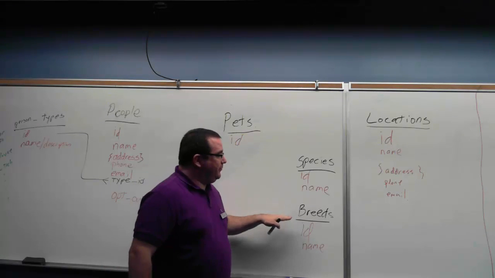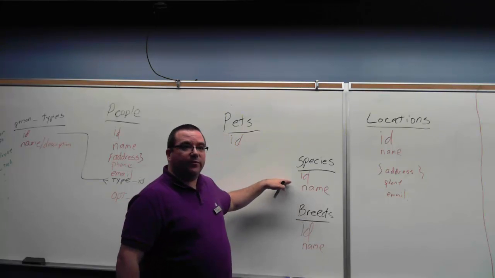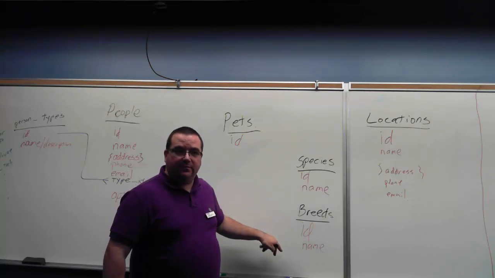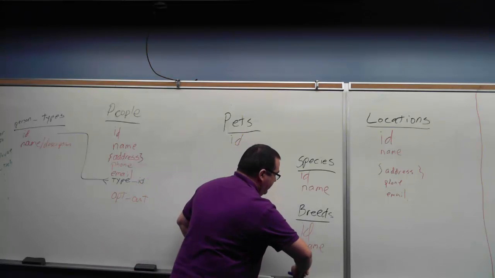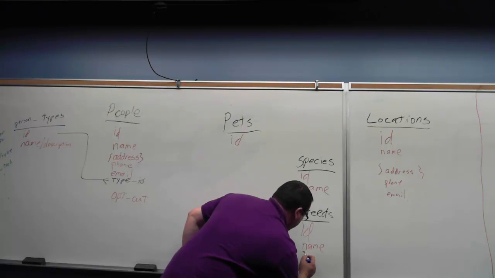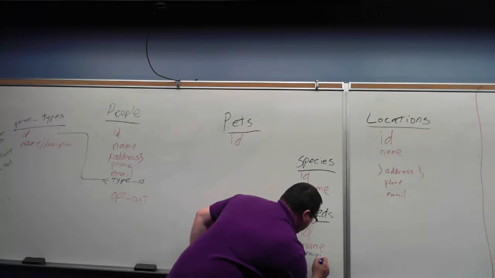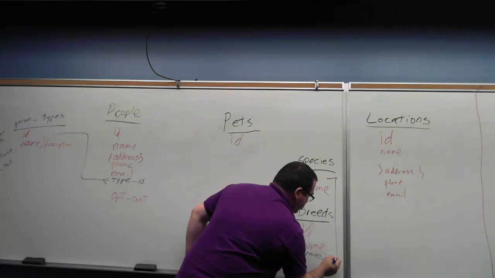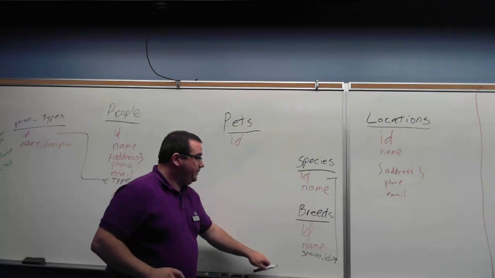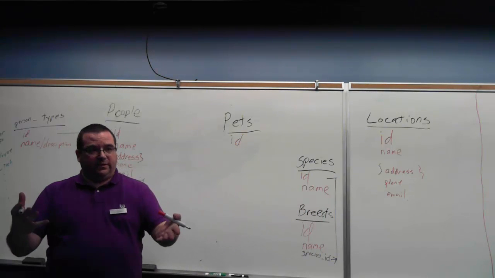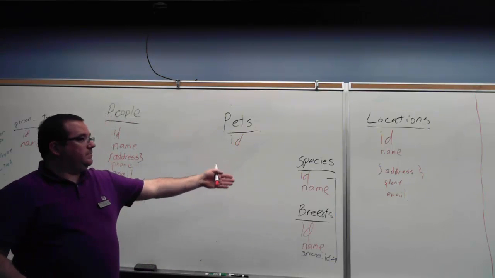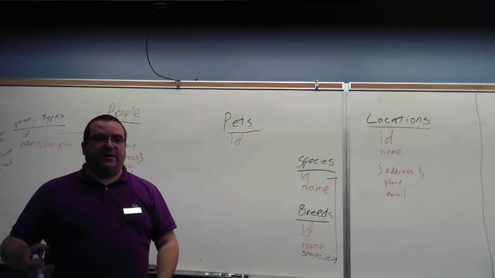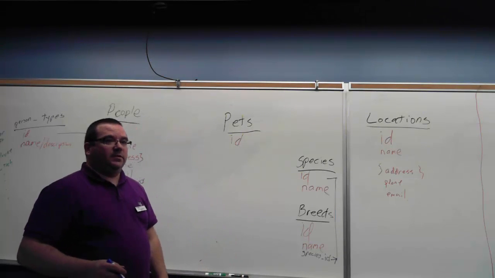Now, can a breed belong to more than one species? But can a species have many breeds? There we go. So suddenly we have a species ID, so we can break down our breeds based on species. We want to find the Calicos and the St. Bernards, but you can't have a Calico St. Bernard. That'd be a freak of nature.